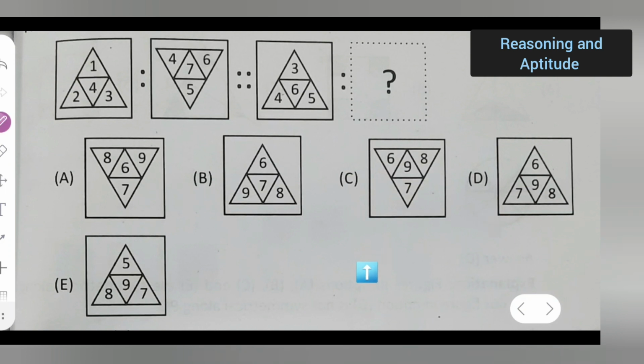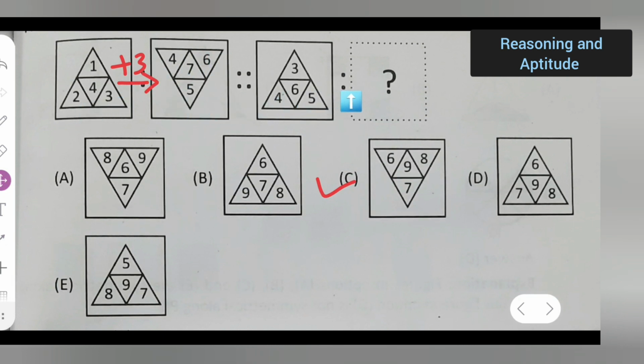Why will option C be the correct option? Let me tell you. Suppose you add plus 3. If you add plus 3, what would you get here? 1 plus 3 will give you 4. 4 plus 3 will give you 7. Then 3 plus 3 will give you 6 and 2 plus 3 will give you 5.